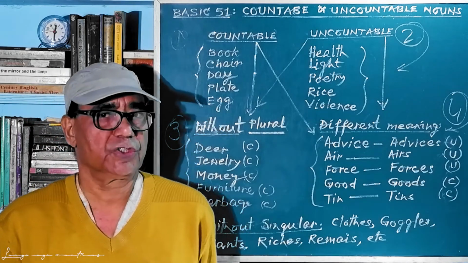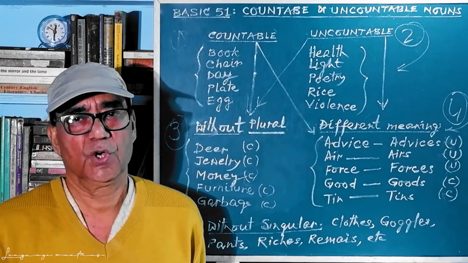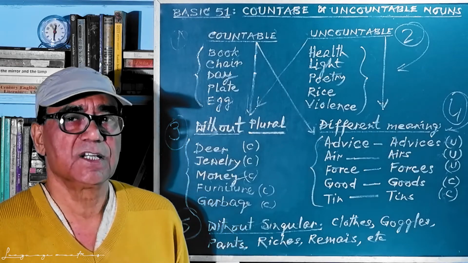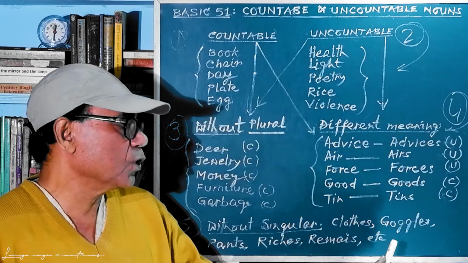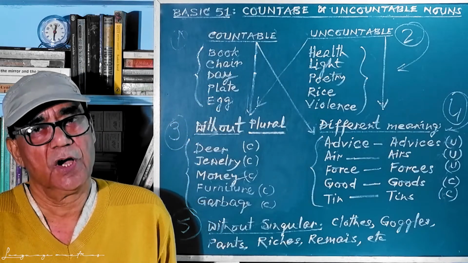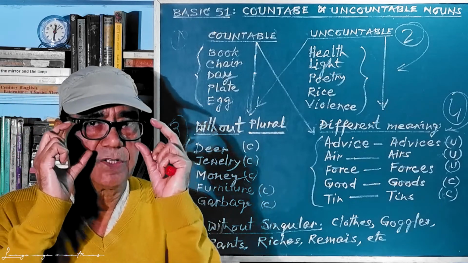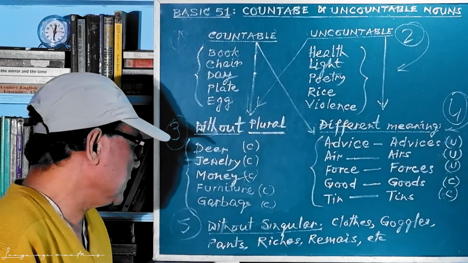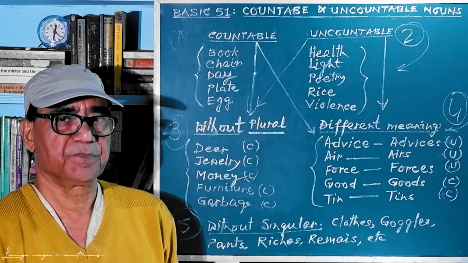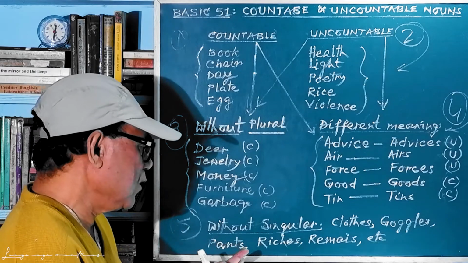clothes, not cloths. It is pronounced as clothes. Clothes means your dress, your pants, your shirt, etc. Together, it is clothes. Then we have goggles, a pair of goggles, in fact, a pair of spectacles also, or a pair of specs. That means two parts together. Then we have pants. Pants means a pair of pants because two trunks are there. That's why pair.